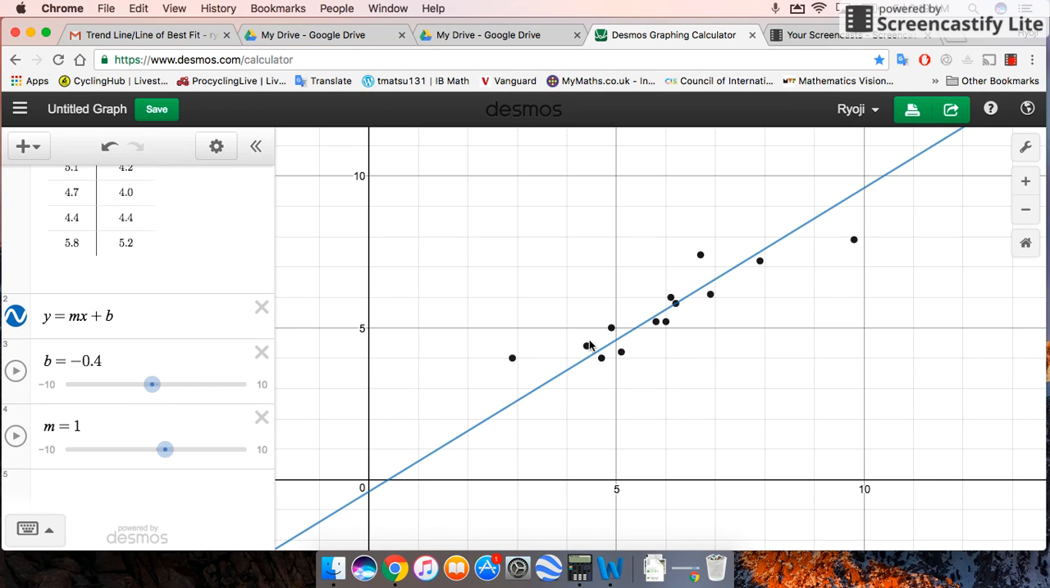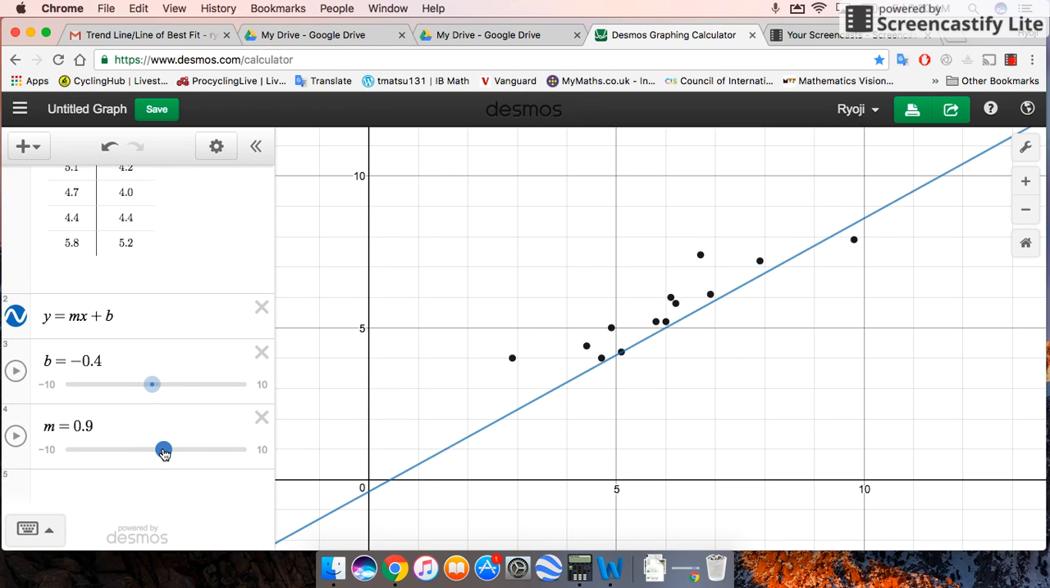So we have 1, 2, 3, 4, 5, 6, 7, 8, 9, 10, 11, 12, 13. We have 13 data values. And remember, your trend line wants to model the data, and you want it to try to split the data in half. So that means that we have to have roughly 6 data points above it and 6 data points below it. So right now I have 1, 2, 3, 4, 5. I have 5 above it, 1 on it. So that means that I have 7 below it.